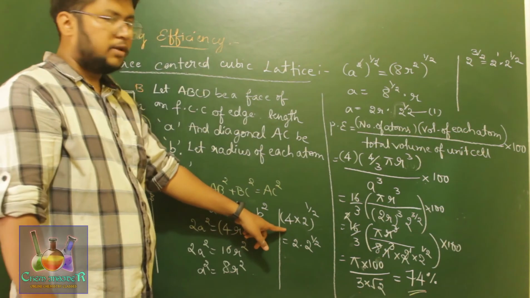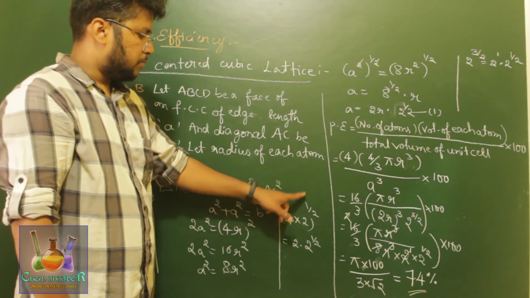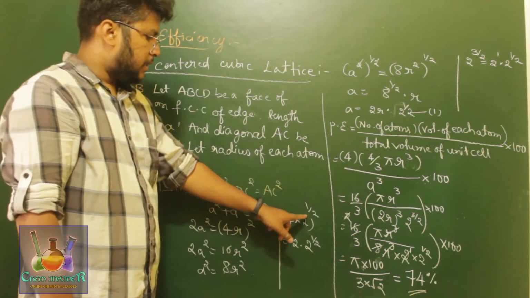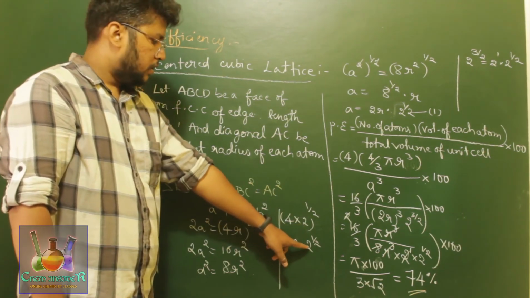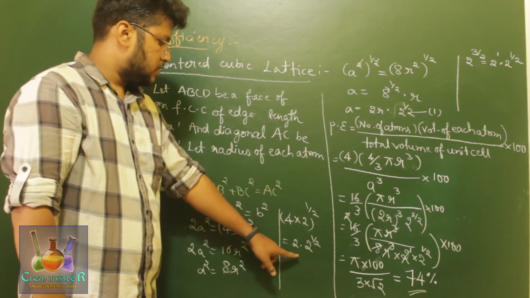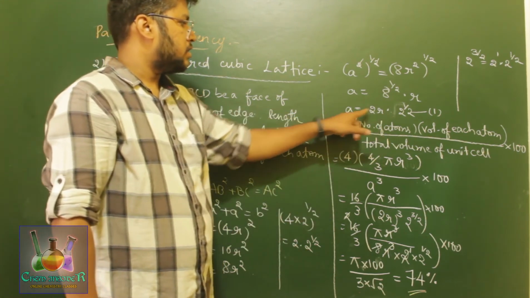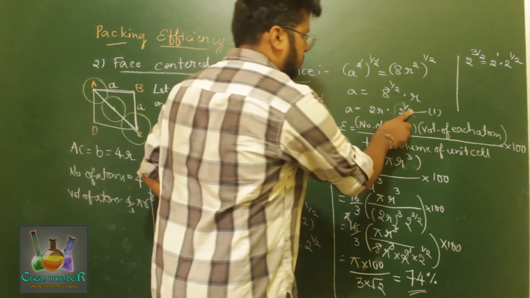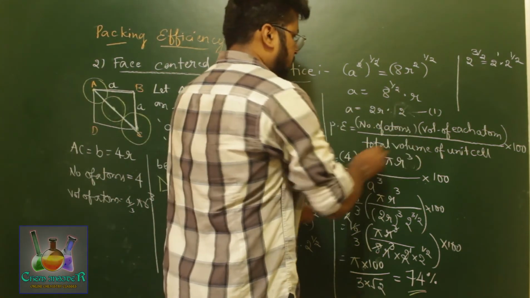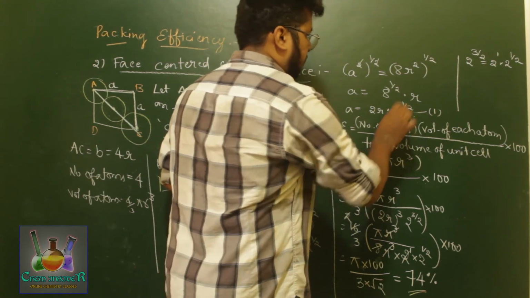We can write 8 to the power 1 by 2 as 4 into 2 to the power 1 by 2, where 1 by 2 is nothing but the square root of a number. So square root of 4 is 2, leaving behind the square root of 2 as it is. Substituting that value over here gives us A is equal to 2R into 2 to the power 1 by 2. I'll just write it as a power 2 to the power 1 by 2.